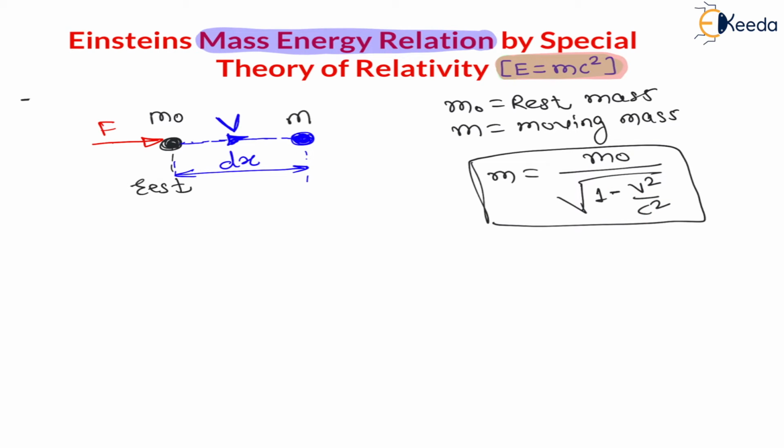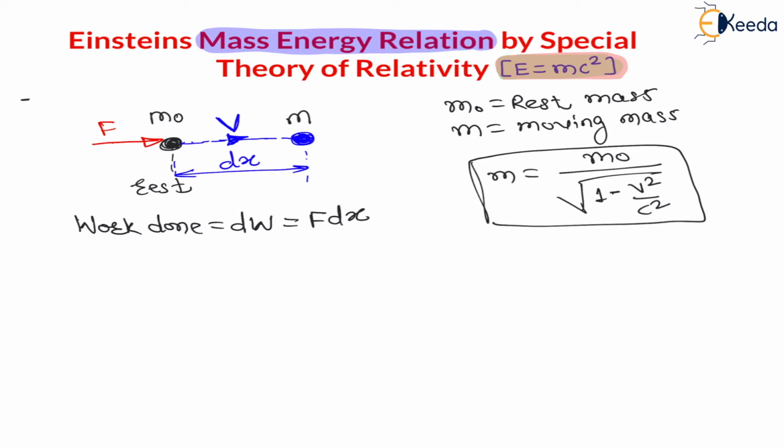Now, my dear students, because of this force there is a very small displacement dx, therefore there will be a very small work done. Now let us find this work done. This work done will be very small, that is dw, which will be equal to force into displacement. Work done is force into displacement in the direction of force. F dx is the work done.